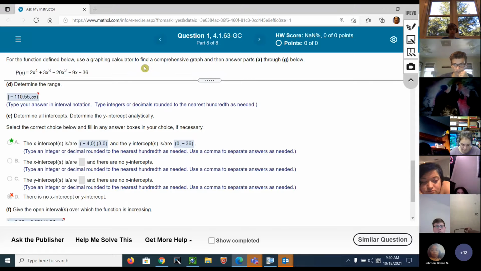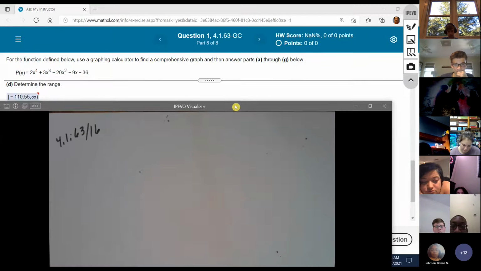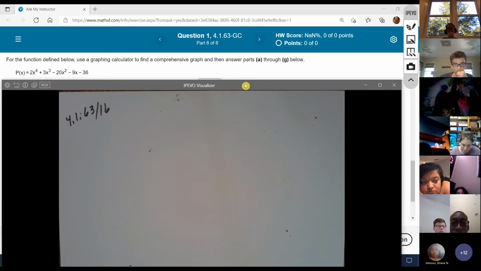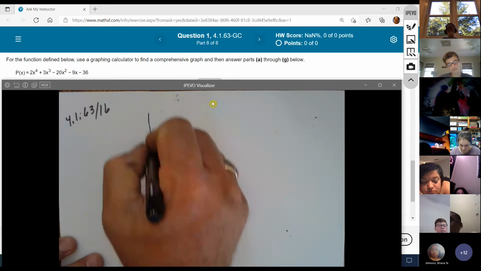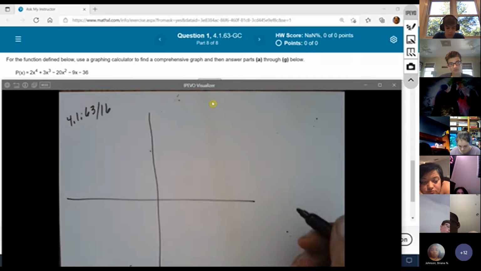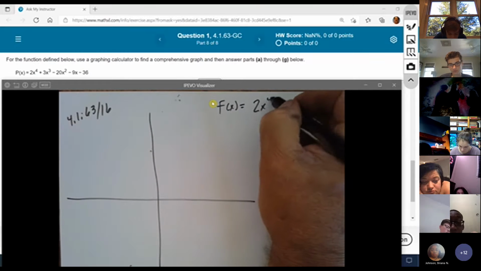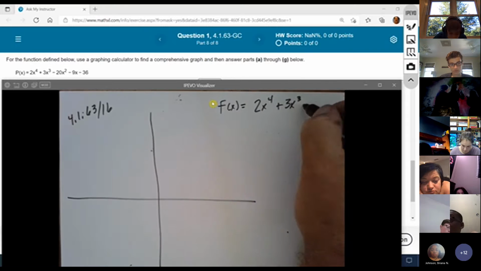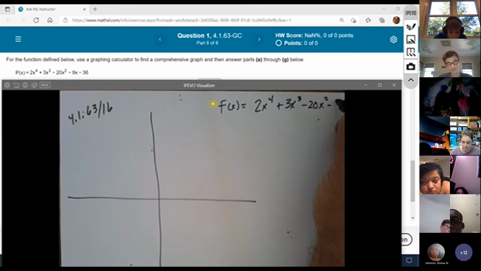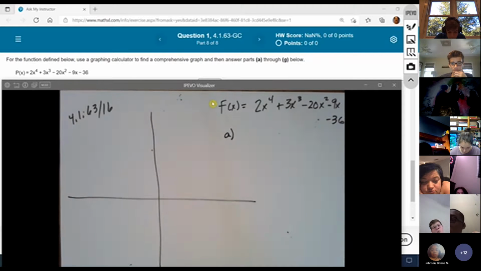I want you to be able to draw a sketch of this. Let's see, f of x is equal to 2x to the fourth plus 3x to the third minus 20x squared minus 9x minus 36. All right, somebody give me, well, you've got about 3 or 4 things we know here. What is it?